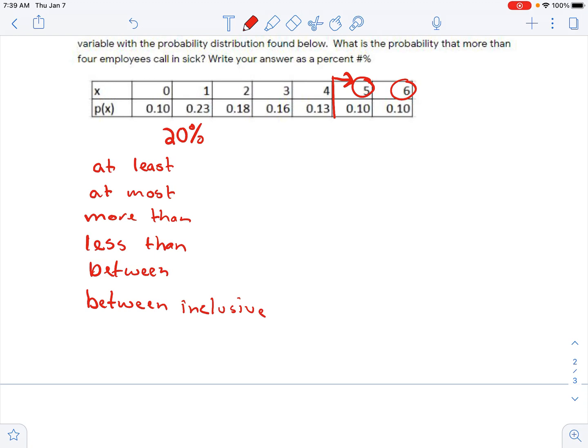So you're going to see these over and over and over. So at least would be greater than or equal to. At most would be less than or equal to. More than would be greater than. Less than would be less than that.